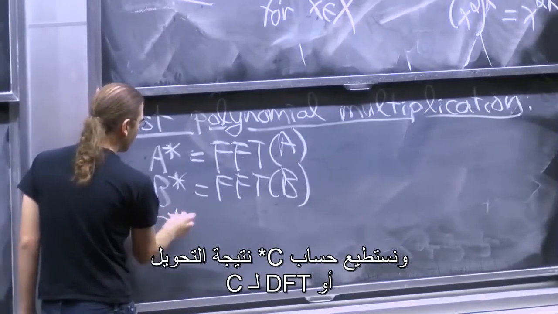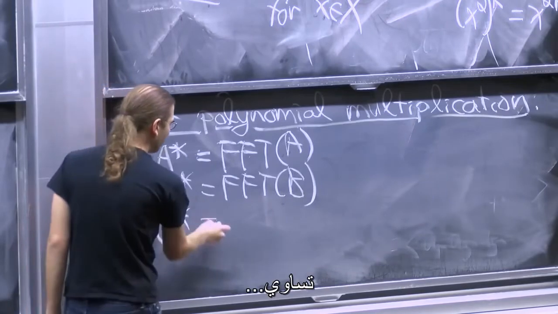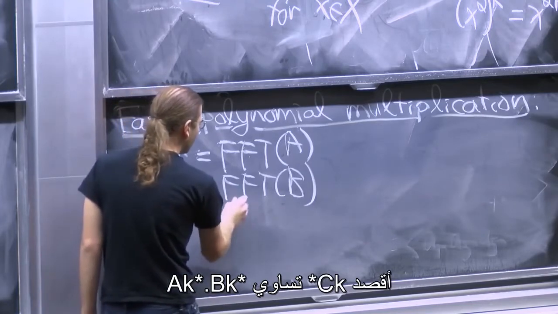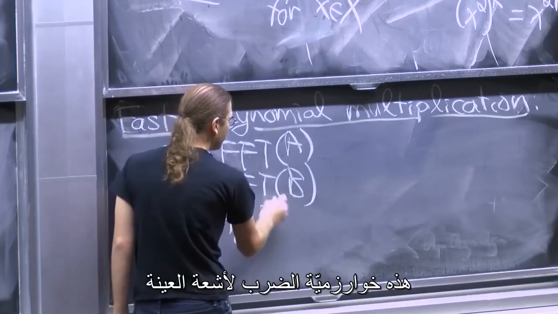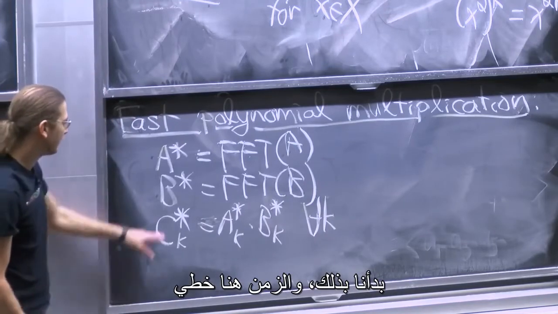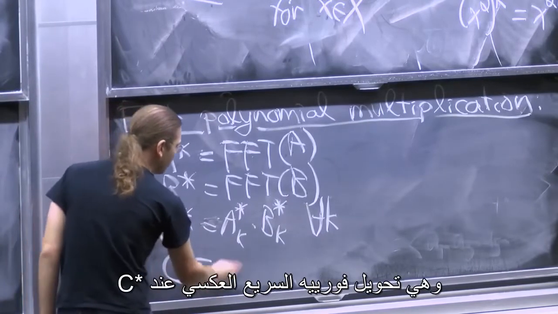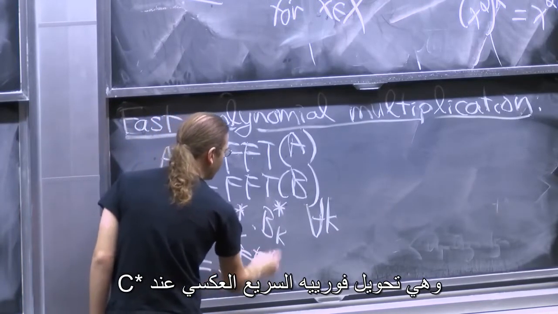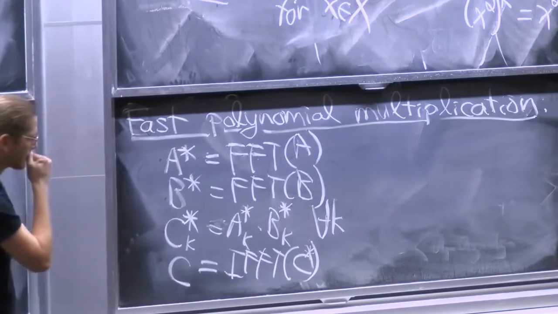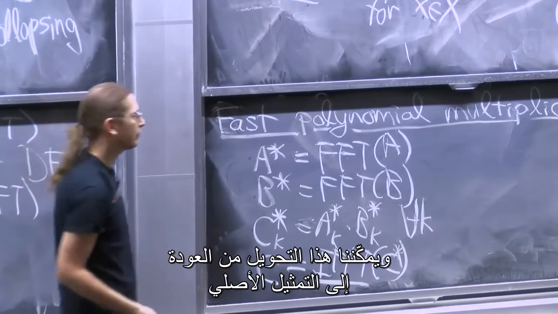So I can compute C star, the transformed version, the DFT of C, which is just C star k equals A star k times B star k. This is the multiplication algorithm for sample vectors, right? We started with that. That's linear time. And then the missing piece is I need to recompute C, which is the inverse fast Fourier transform of C star. So this is the missing link, so to speak. We need to be able to go backwards in this transformation.